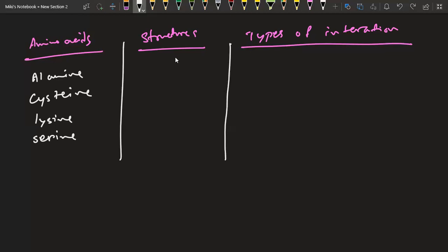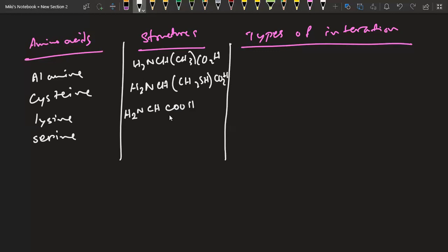Okay, so here we have H2N, CH, CH3, CO2H. This is the structure present here. The part inside the bracket is the R group. Then we have H2NCH, here we have CH2SH. That is our cysteine. I'm really sorry, this is our cysteine. And we have lysine. Since lysine has a bigger structure, let's draw it in this way, CHCOOH.